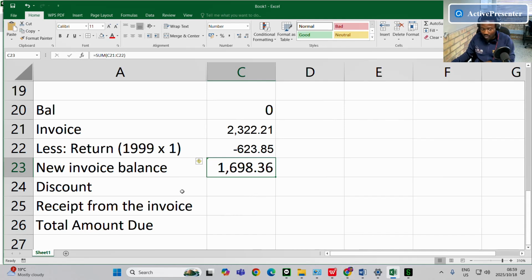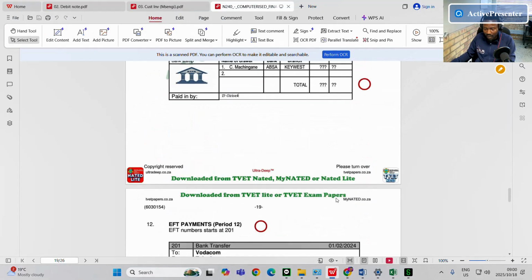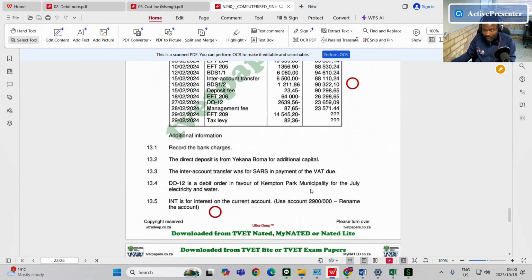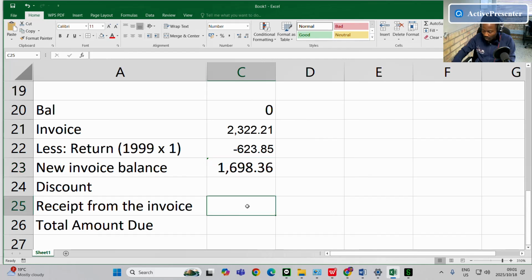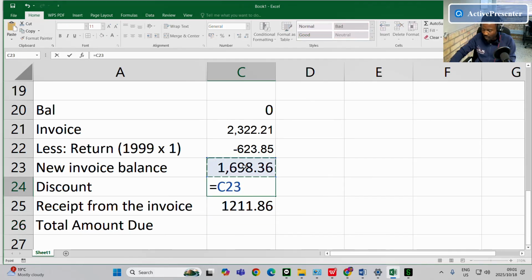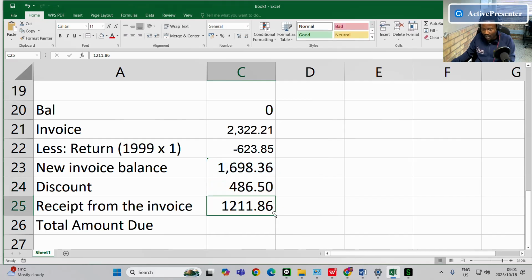After that, we need to get the discount. So I'm checking on the bank statement whether we have this receipt. Here's BTS 1/2. So it's 1,211.86. That's the receipt. Meaning the difference is the discount. So you take the new invoice amount minus the receipt, you then get the discount.